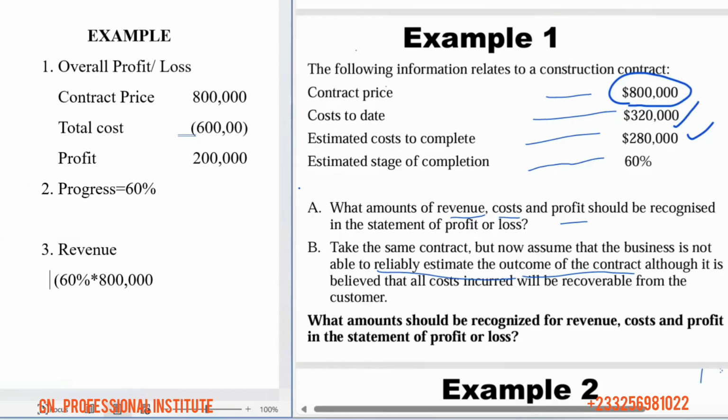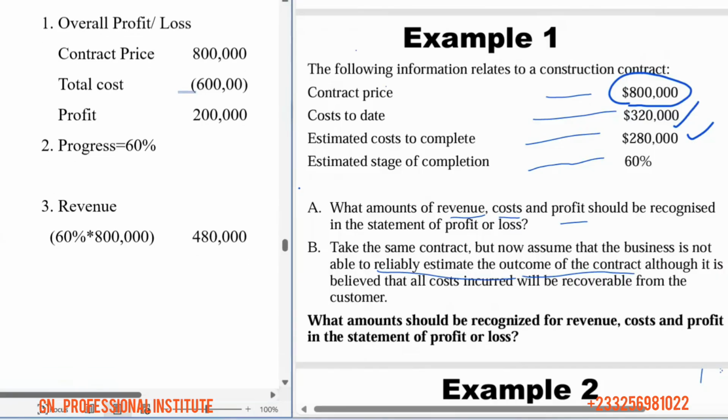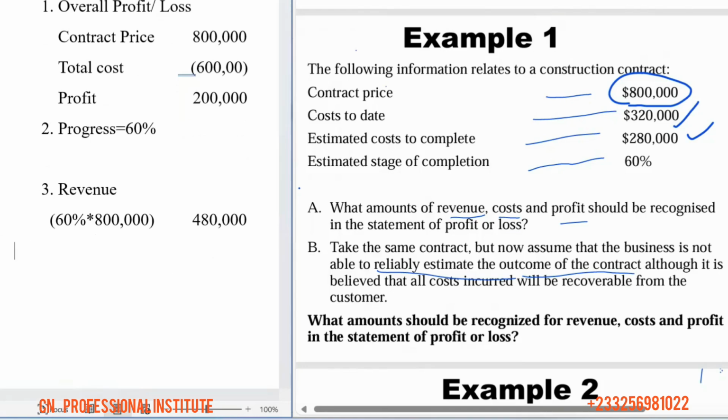So we said revenue will be 60% of 800. Let me bring it here. And that will give us an amount of 480,000. That should give us 480,000. Okay, 60% of 800 should give us 480,000. So that's the revenue that we're going to record. Let's look at the cost of sales that we record.